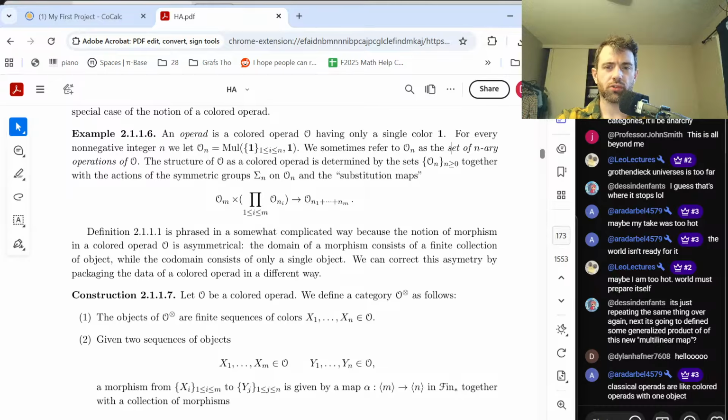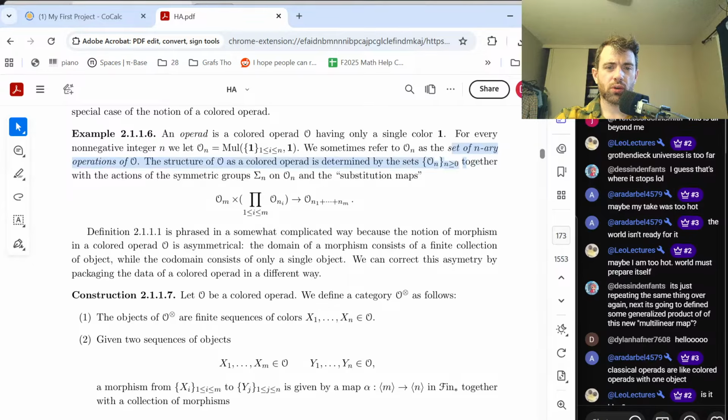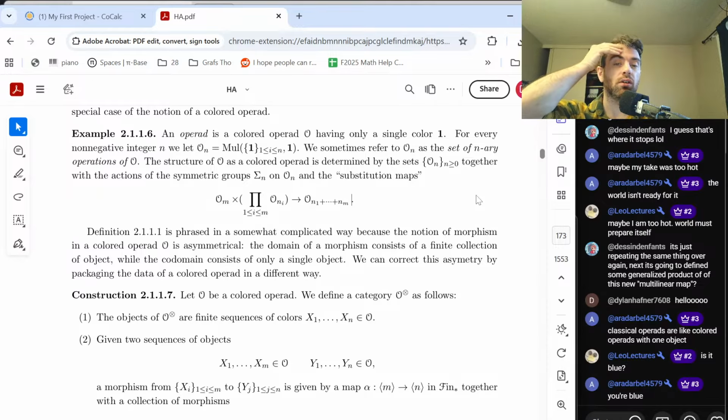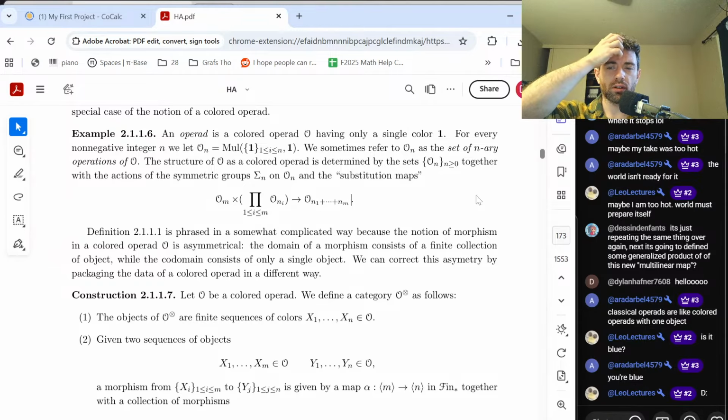So we sometimes refer to this as a set of n-ary operations. The structure of O as a colored operad, right, is determined by those sets, together with actions of the symmetric group. Okay, why is that the case? So, hang on. What is N here?